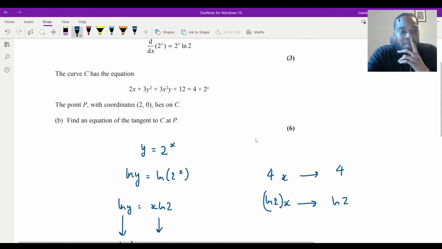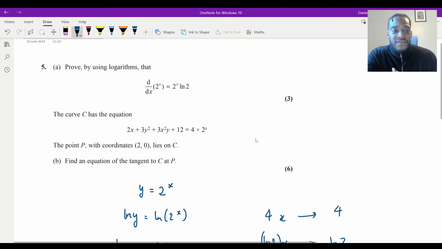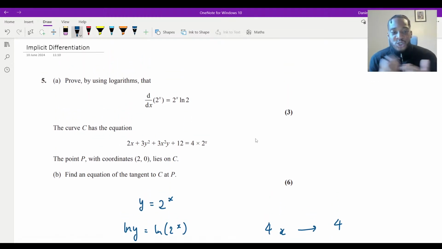Anyways, so that's done. Part B says the point P with coordinates (2, 0) lies on C. The curve C has the equation 2x + 3y² + 3x²y + 12 = 4 × 2^x. The point P with coordinates (2, 0) lies on C. Find an equation of the tangent at P.